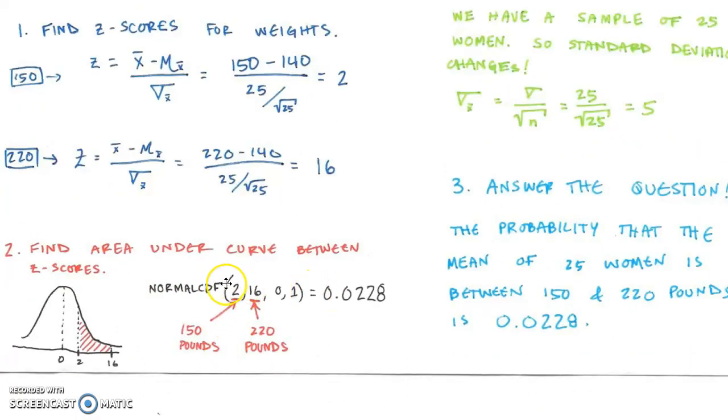This corresponds to 150 pounds here. This corresponds to 220 pounds here. The only difference between this calculation and the previous calculation is we're using our new z-scores calculated with our new standard deviation. And here's the answer to the question.